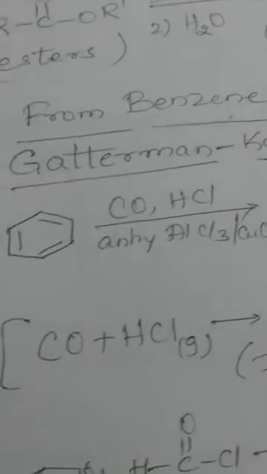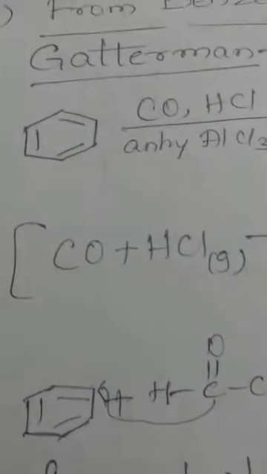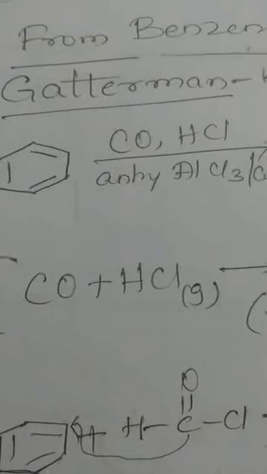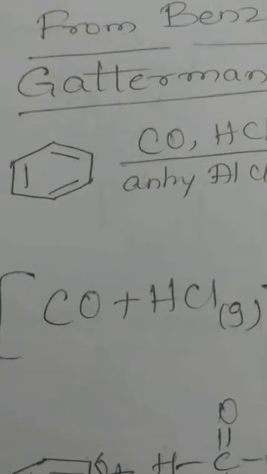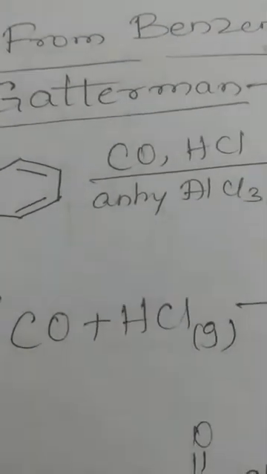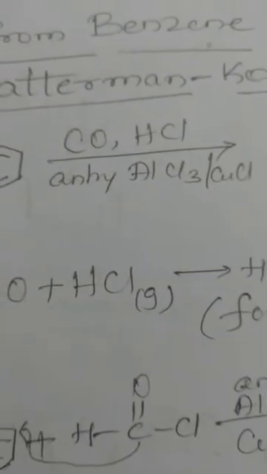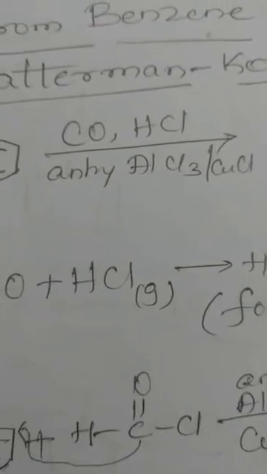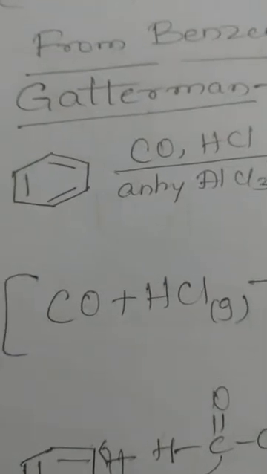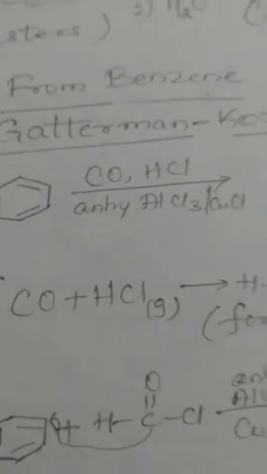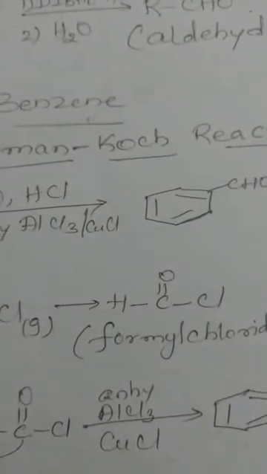Now in the case of the Gattermann-Koch reaction, benzaldehyde is obtained from benzene by passing the vapors of carbon monoxide, CO, and hydrogen chloride gas, HCl, in the presence of either anhydrous aluminium chloride, AlCl3, or cuprous chloride as a catalyst. What happens is the CHO group is introduced into the aromatic ring. Actually, to obtain the CHO group, the reagent required is formyl chloride.